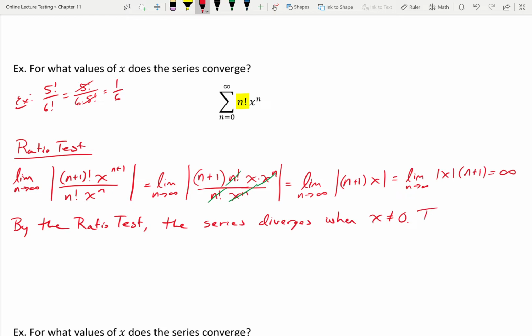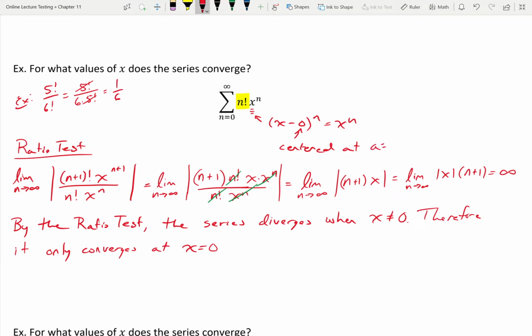So therefore, it only converges at x is equal to 0. Now, how do I know that? Well, if we look back at this expression here, this is x minus 0 to the n, or just x to the n. And we just stated that this center here, centered at a is equal to 0. Since it's centered at 0, that means it's going to converge at that value. So this is what we're talking about.